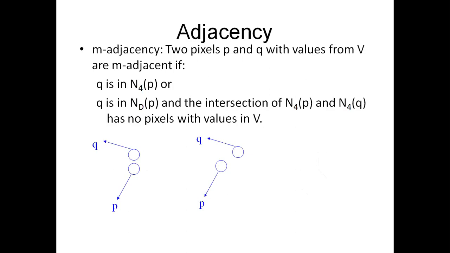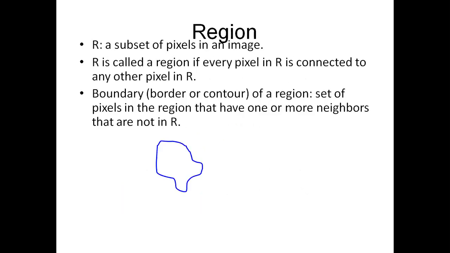Whereas in the case of M-adjacency, two pixels P and Q with values from V are M-adjacent if Q is in N4(P), or Q is in ND(P) and the intersection has no pixels with values in V. In the case of a region, R is a subset of pixels in an image. R is called a region if every pixel in R is connected to any other pixel in R. The boundary of a region is the set of pixels in the region that have one or more neighbors that are not in R.